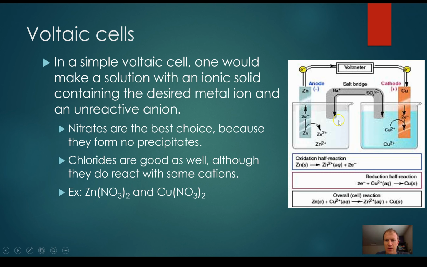We don't want those in there because we don't want any kind of reaction taking place except the one that we want to have happen. Chlorides are pretty good, so you could use zinc chloride or copper chloride. The problem is, in some cases chlorides are going to form precipitates, like with silver, for example, and a couple other things. So nitrates are guaranteed to get no reaction. That would be the ideal choice. And again, we're going to force only the one reaction that we want to take place.